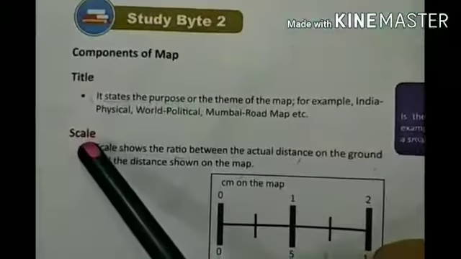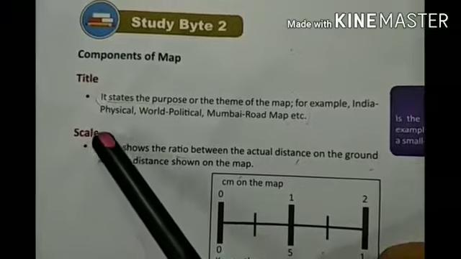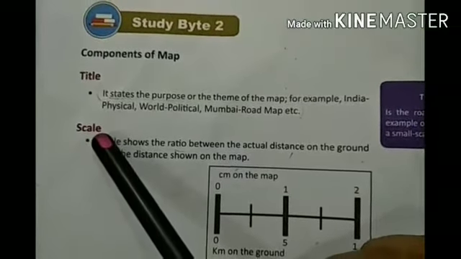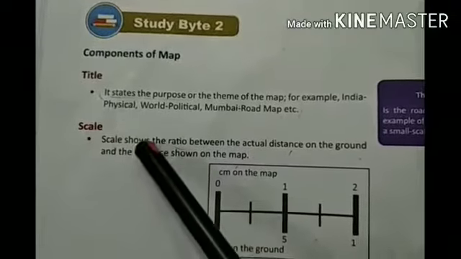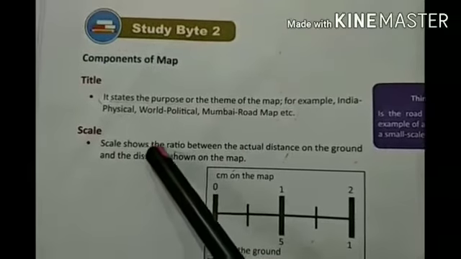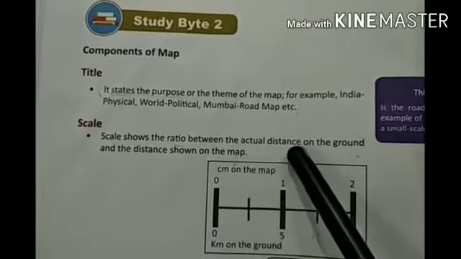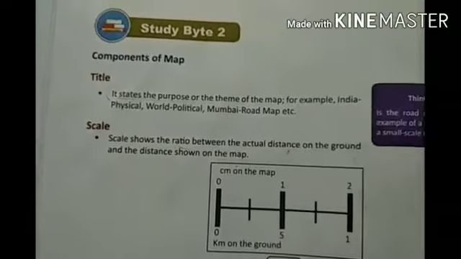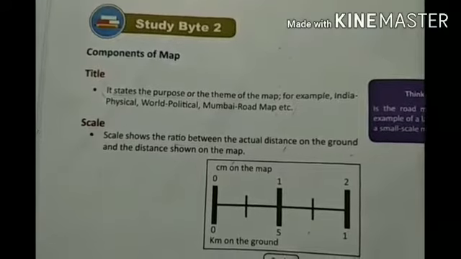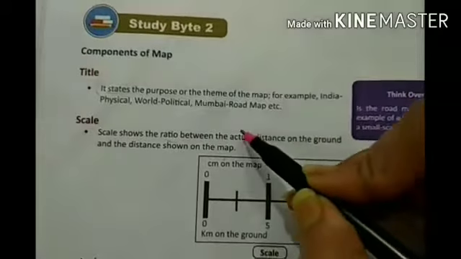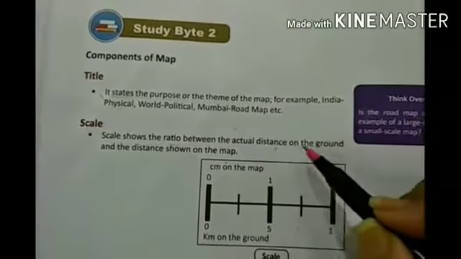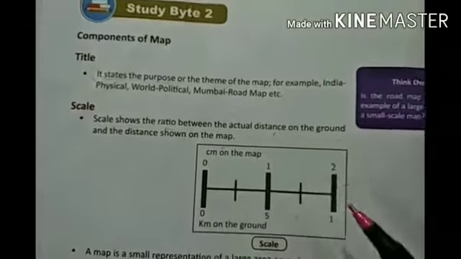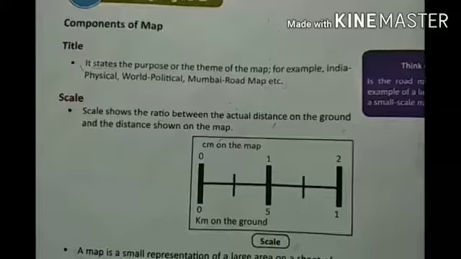Next, now this scale is the distance. The next component of the map is scale. As it is written over here, scale shows a ratio between the actual distance on the ground and the distance shown on the map. That means it is a ratio between the actual distance on the ground and the distance shown on the map. Now, this is a scale you can see.